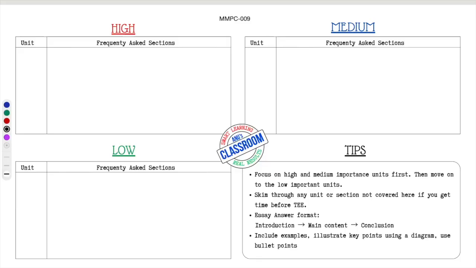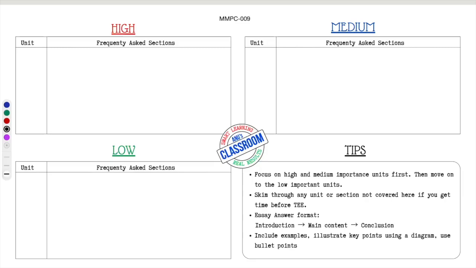Now, as this is part of the second semester, it is relevant for students pursuing all MBA specializations. So it is a common subject actually. It has 14 units. It is divided into 4 blocks, but not all parts of the syllabus carry the same weight in the exam. I'm talking about your term end examination here. So in this video, I will walk you through the most important units and sections of MMPC 9 so that you can focus your efforts where they matter the most.